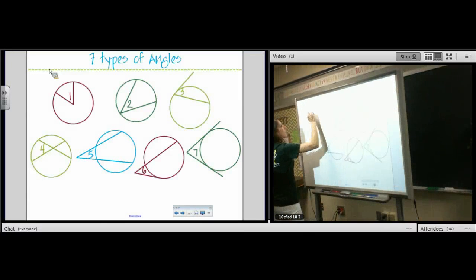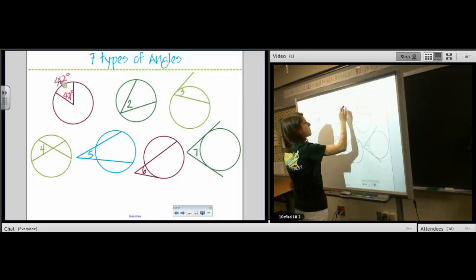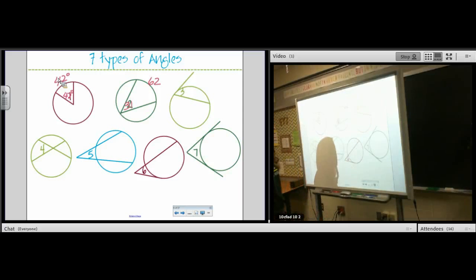Angle 1 is an inscribed angle. It equals its arc. Its arc is 42 degrees, so angle 1 is 42 degrees. Angle 2 is an inscribed angle. It's half of its arc. So if its arc is 62 degrees, then the angle is 31 degrees.